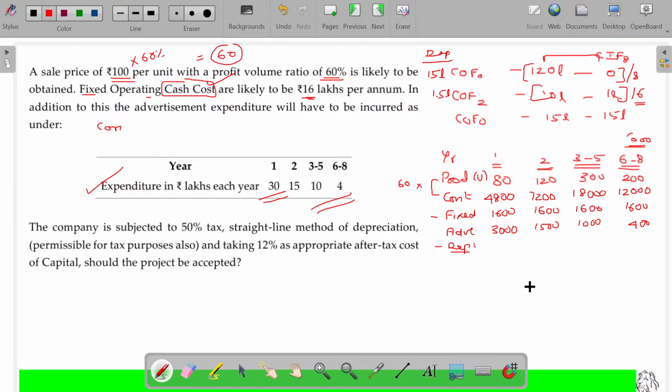So in the very first year we have only asset 1, second year also. Third year onwards we have 2 assets. So for the first 1 and 2 years, the depreciation is 1,500,000. For the remaining years, we have 2 assets, so depreciation of 15 plus 1.5, 16.5 lakhs, so 1,650,000 each year. Now from the contribution, you have to subtract all the expenses to find out the earnings before tax. So the earnings before tax in the very first year, how much?